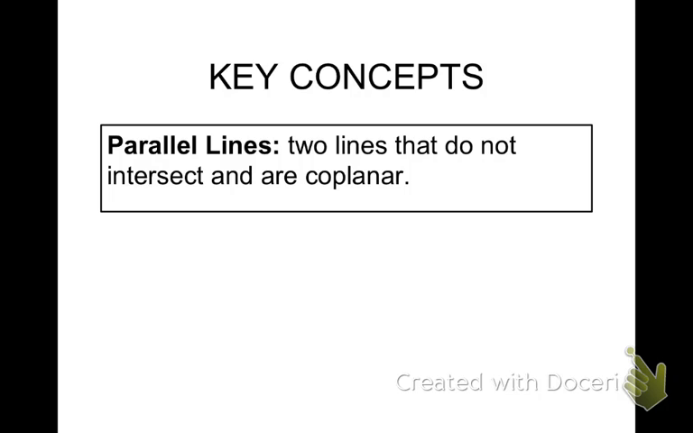Yeah, so there are two lines that do not intersect and are coplanar. What does coplanar mean again? Lie on the same plane.